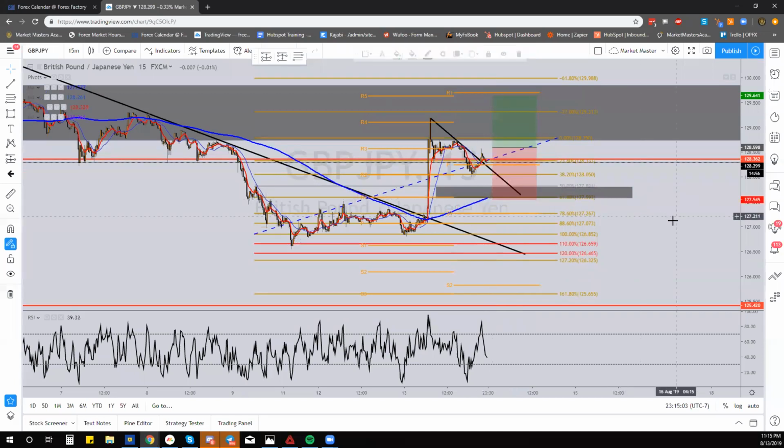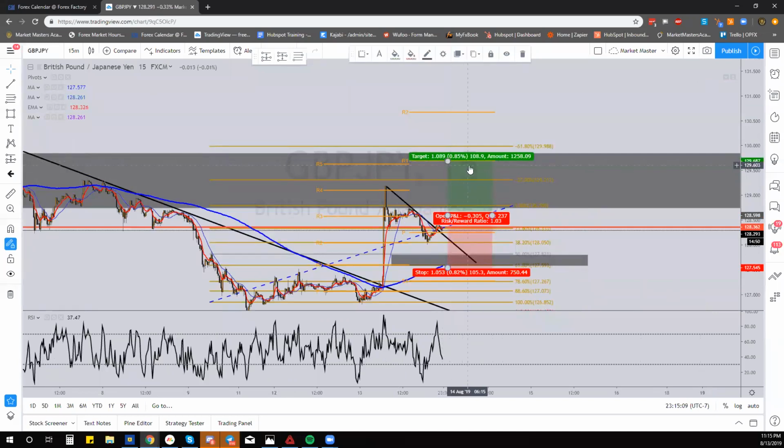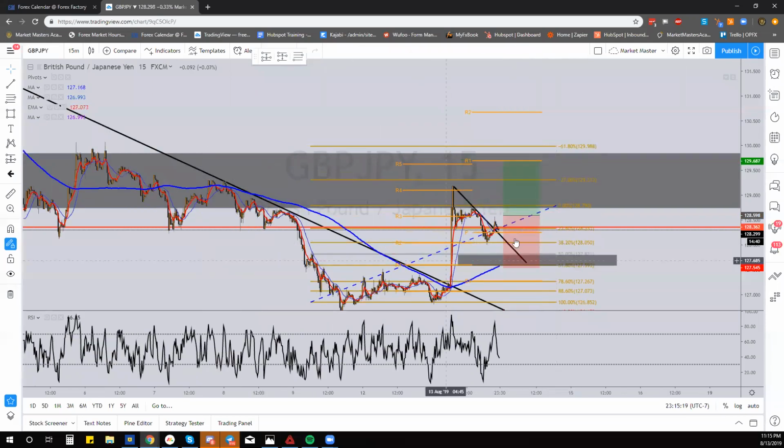I'll probably put stop loss somewhere below the 61.8 and then take profit all the way around this R1 or negative 61.8. That is where you're going to want to target. So it has good risk to reward right here.